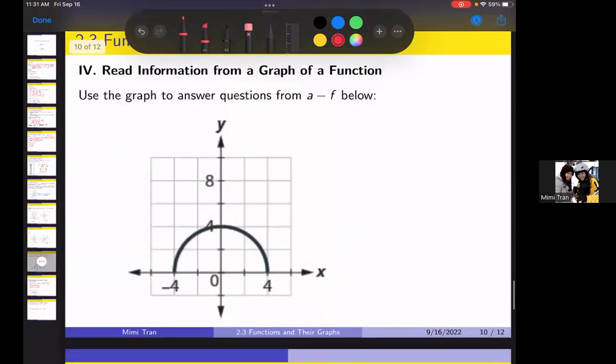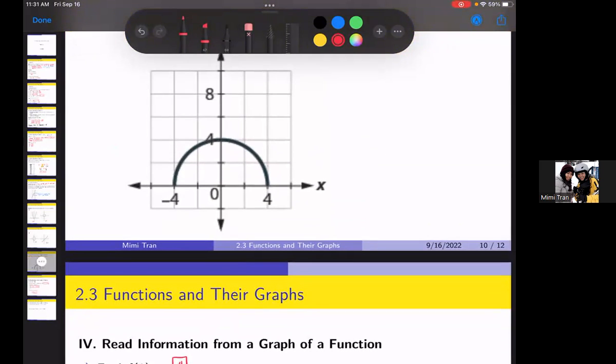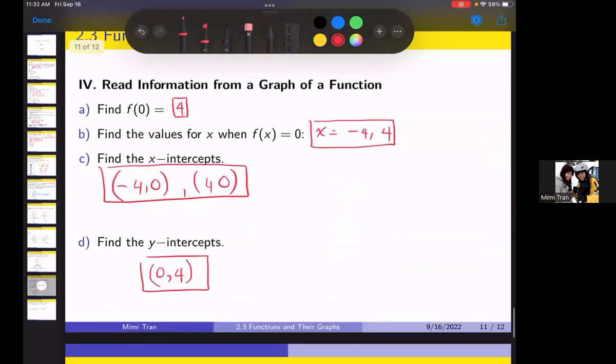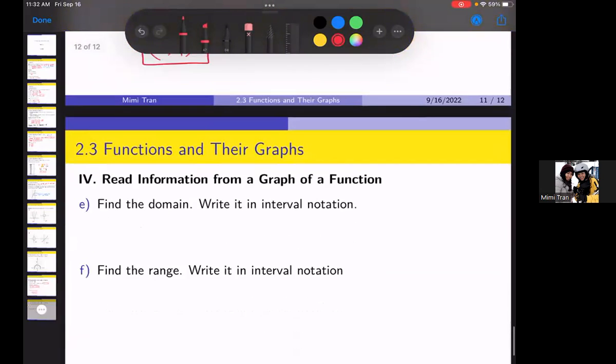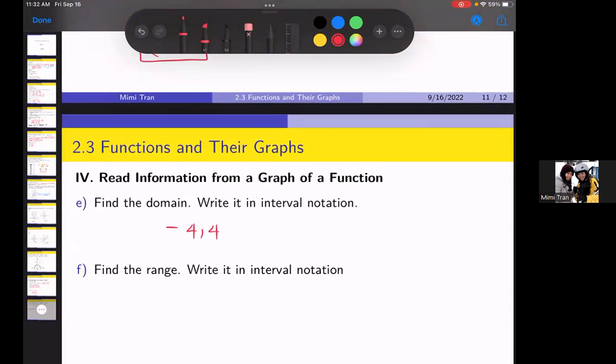Domain. Domain of that. Domain will be the x, the width. Yeah, -4, 4. Does it help you when I say width? -4, 4. Bracket or parenthesis? Both, right? Because I include -4 and 4.